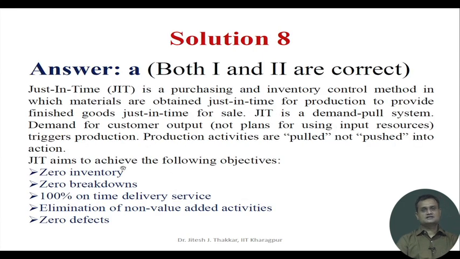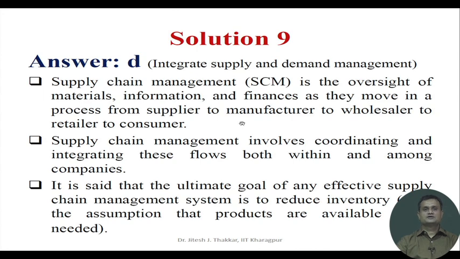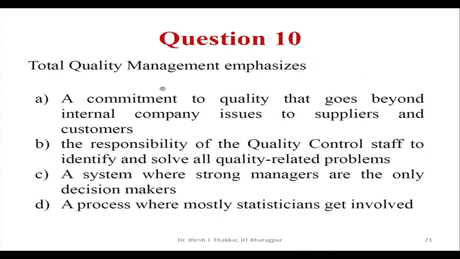So the correct answer is A, both 1 and 2 are correct. JIT is a purchasing and inventory control method in which materials are obtained just in time for production to provide finished goods. Question 9. The purpose of supply chain management is: increase production, improve quality of a product, provide customer satisfaction, integrate supply and demand management. So the correct answer is D, integrate supply and demand management.